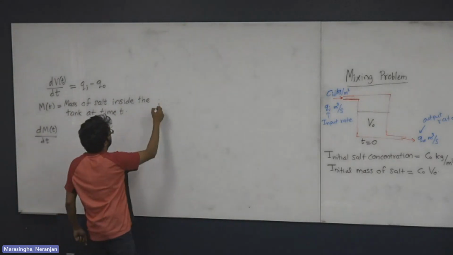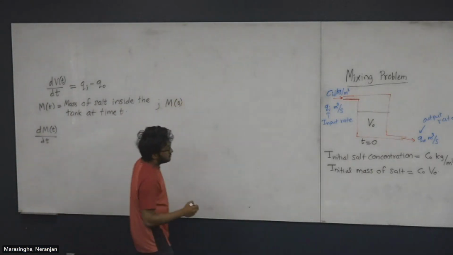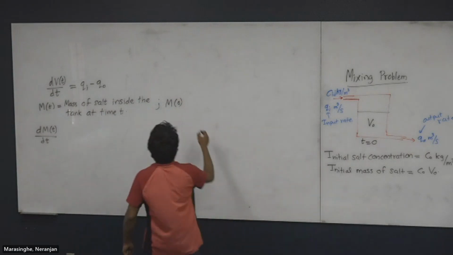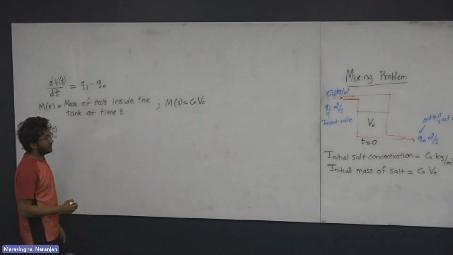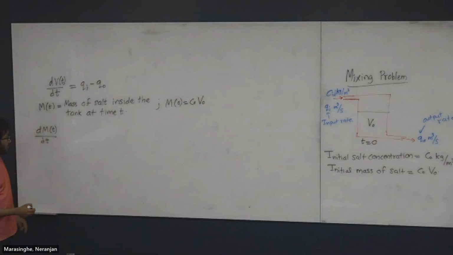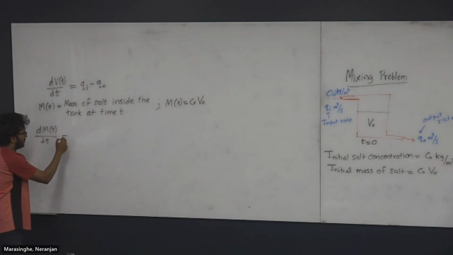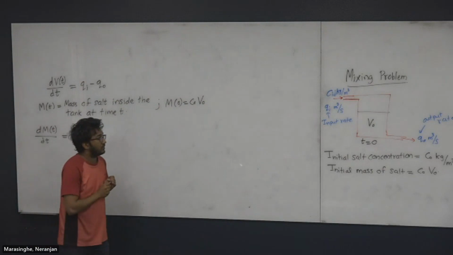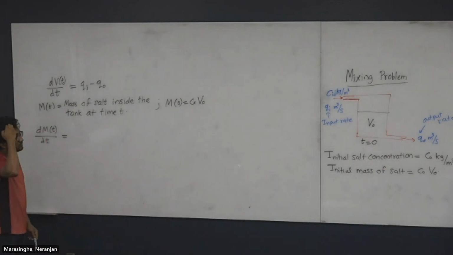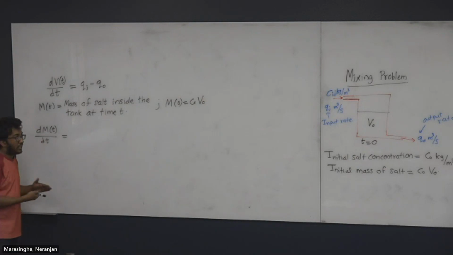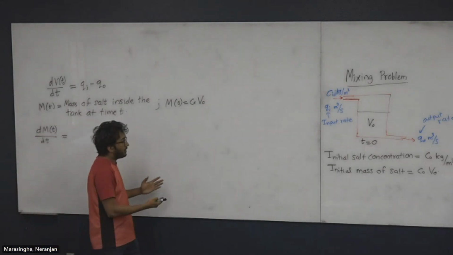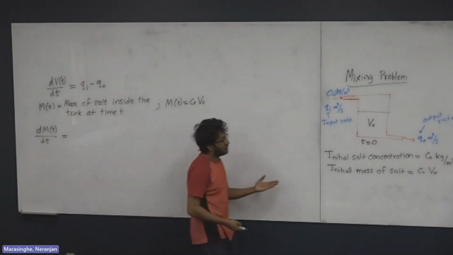We know that M0 initially, the mass of salt, is C0 times V. That is the initial mass of salt. How do you find the rate of change of salt? It is given by the rate of change of input salt mass minus the rate of change of output salt mass.